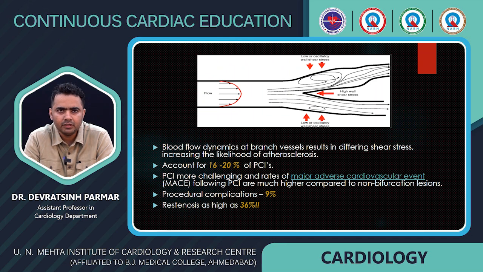Okay. So this is a diagram that demonstrates the blood flow in normal arteries. Normally there is laminar blood flow, but whenever there is a bifurcation, there will be turbulence in the blood flow and that increases the shear stress that predisposes to atherosclerosis. So the commonest site is at the site of your bifurcation.